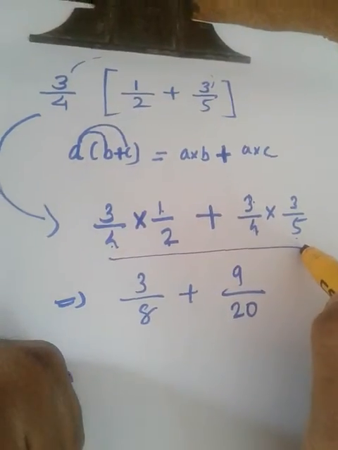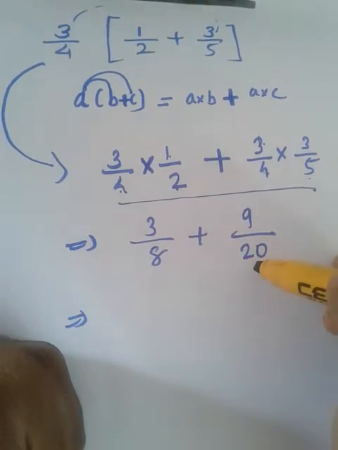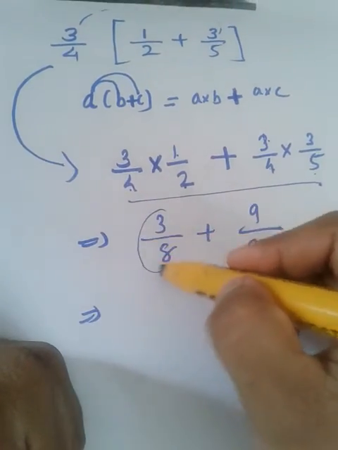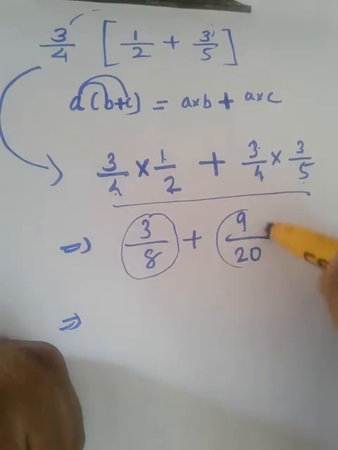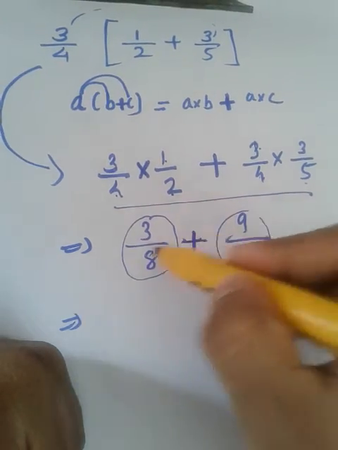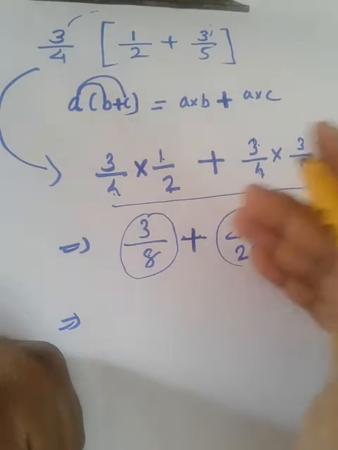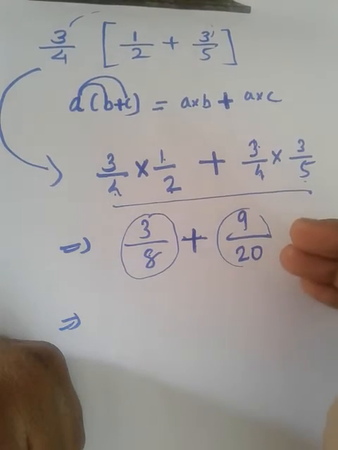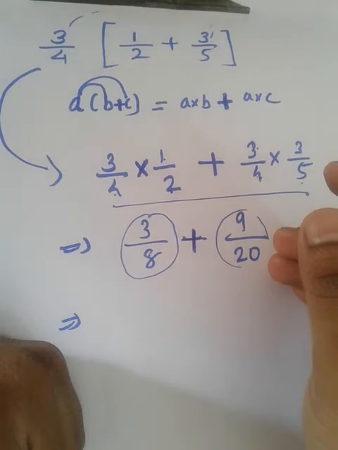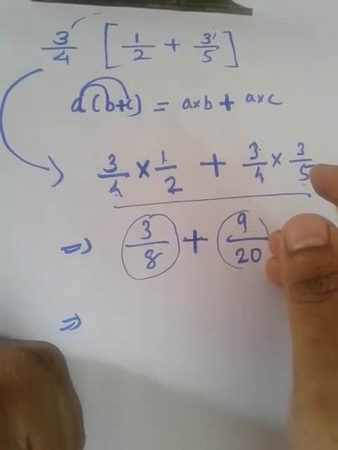This step is reduced into this step. Now it is a single fraction and another fraction, and we are going to add two fractions. How can we add two fractions? Two methods are there. If you want, you can use the LCM method. Otherwise, you can use the cross multiplication method.